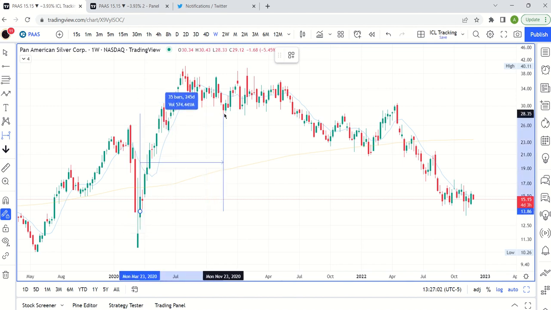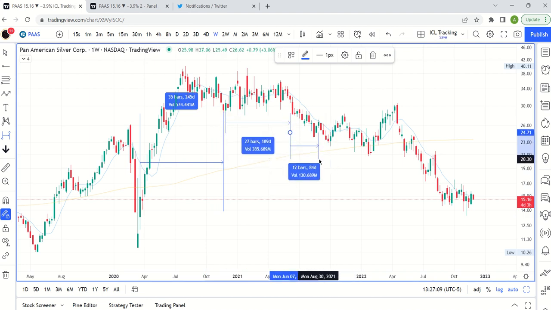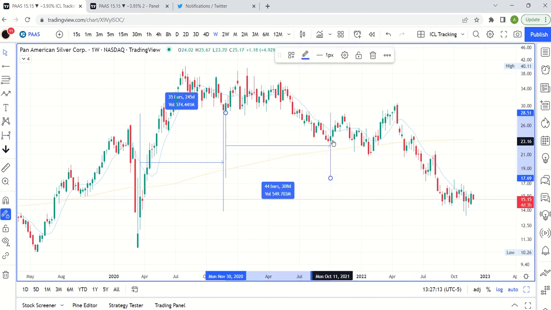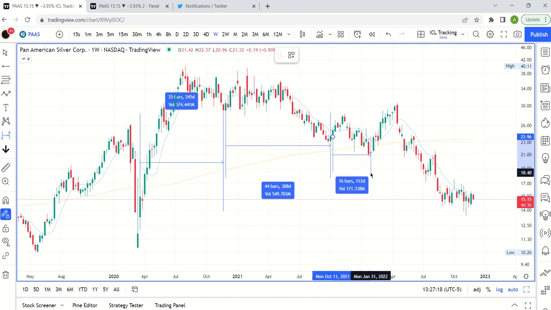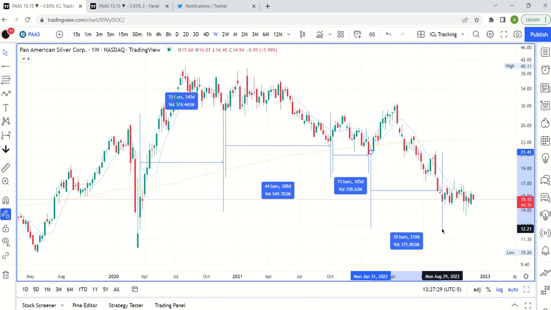Have a bottom like here maybe. Then you have another cycle that goes, yeah, this is really messy, right? But you could say this was a really long one at 44 weeks. And then you have this one that was really short. Then you have this other one that started here, has a top on week 12, and then did this bottom on this week. And now we started, so that's interesting.